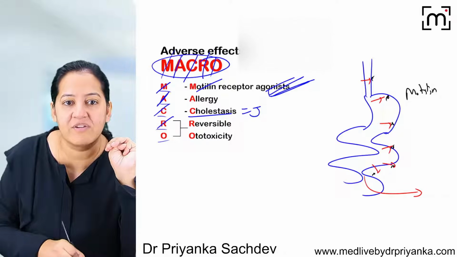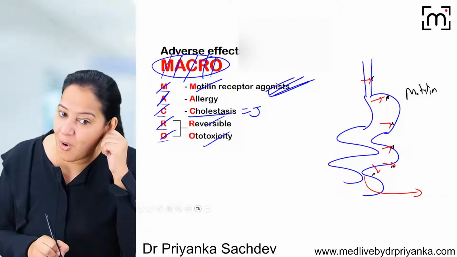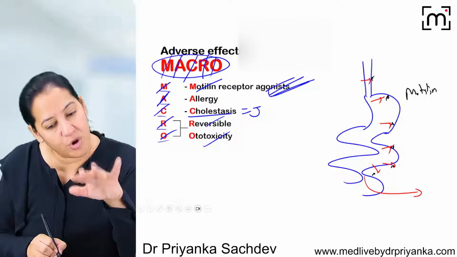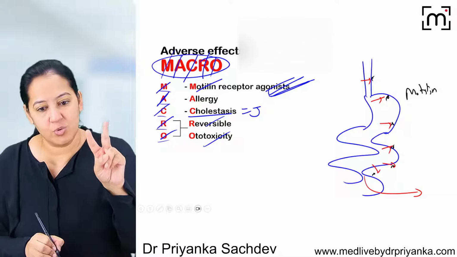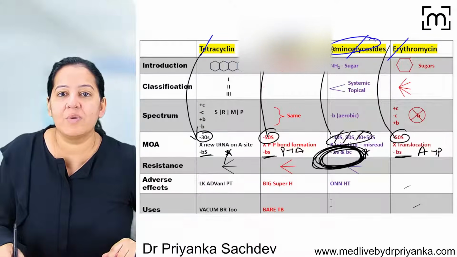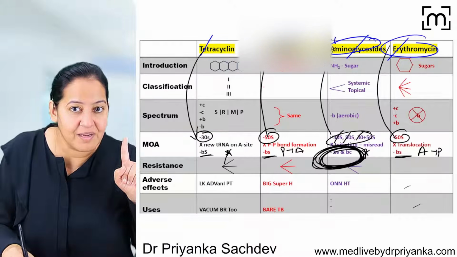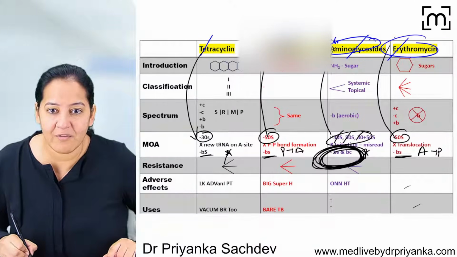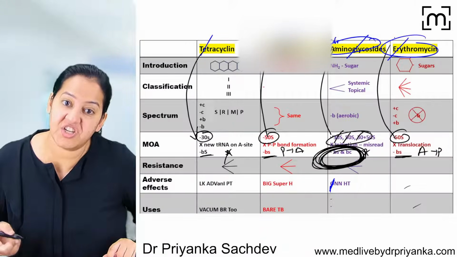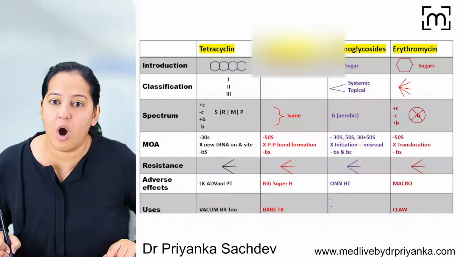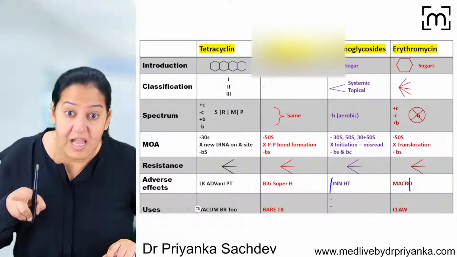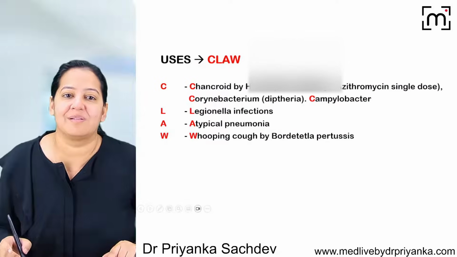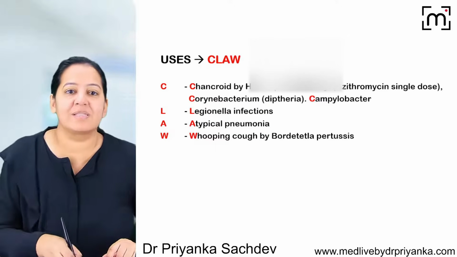And RO is reversible ototoxicity. So it is also ototoxic, but this time it's reversible, in contrast to aminoglycoside where ototoxicity was irreversible. So I taught you ototoxicity in 2 drugs, here also and here also. Here it's irreversible and here it's reversible. Got my point? The O in the aminoglycoside mnemonic is ototoxicity, and here the O of MACRO. See, O is coming here also. Both O are ototoxicity, but this one is irreversible, this one is reversible. So that is MACRO.